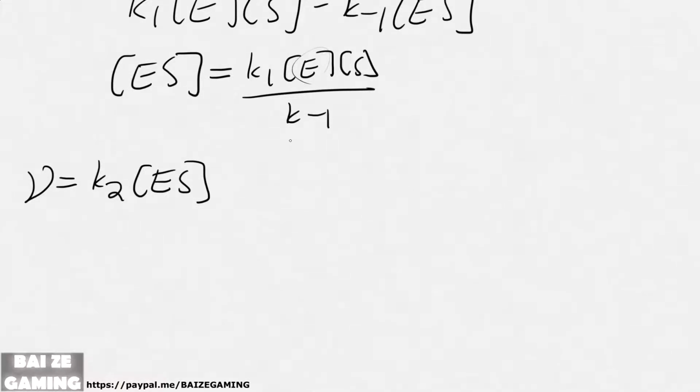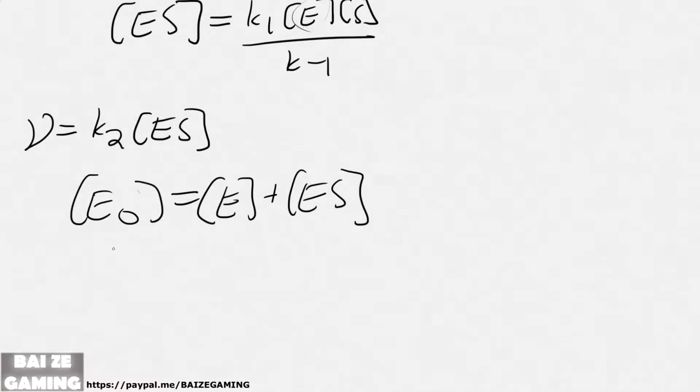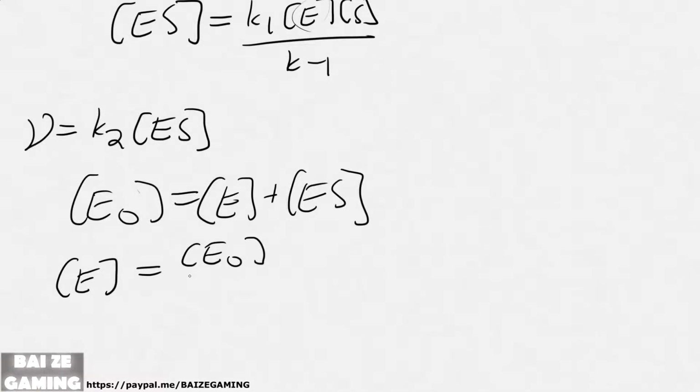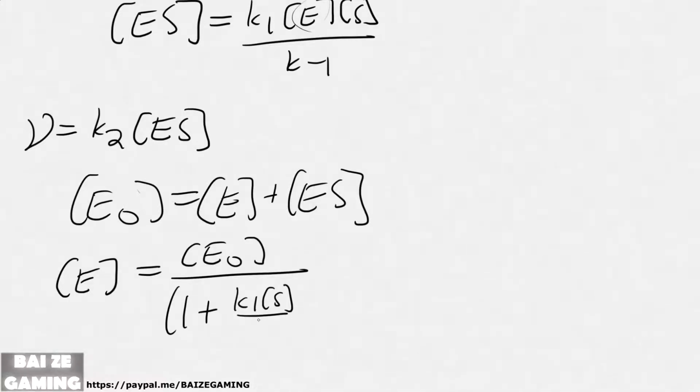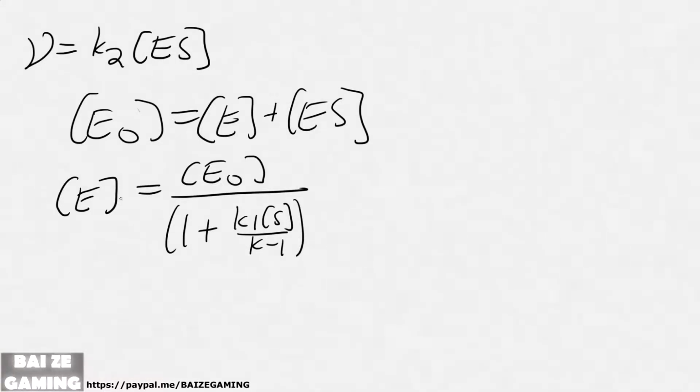Remember that E naught is a constant. And here it's easy. We just have the free enzyme E and the enzyme substrate complex. Remember that all of the E must come from this E naught by conservation. And we'll get that. You'll have to work out the math, but this is what you'll get. Okay. And we substitute this back in.